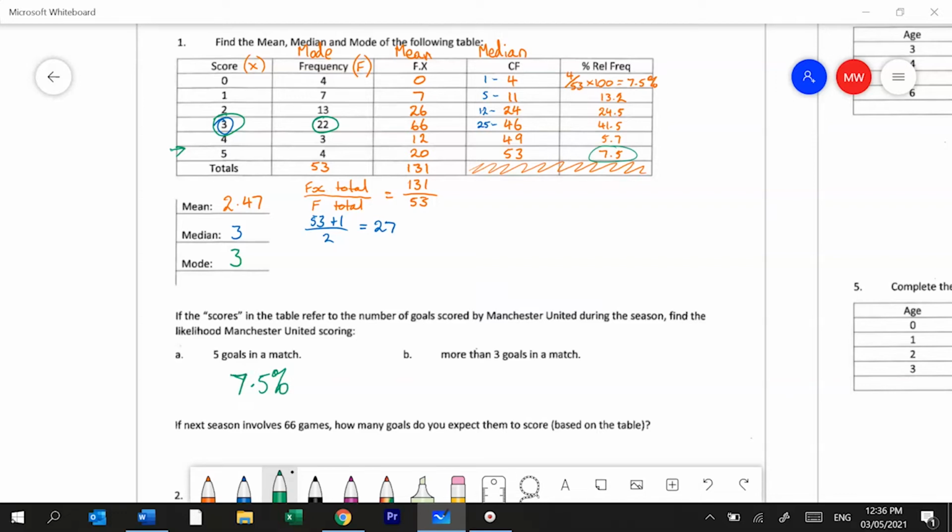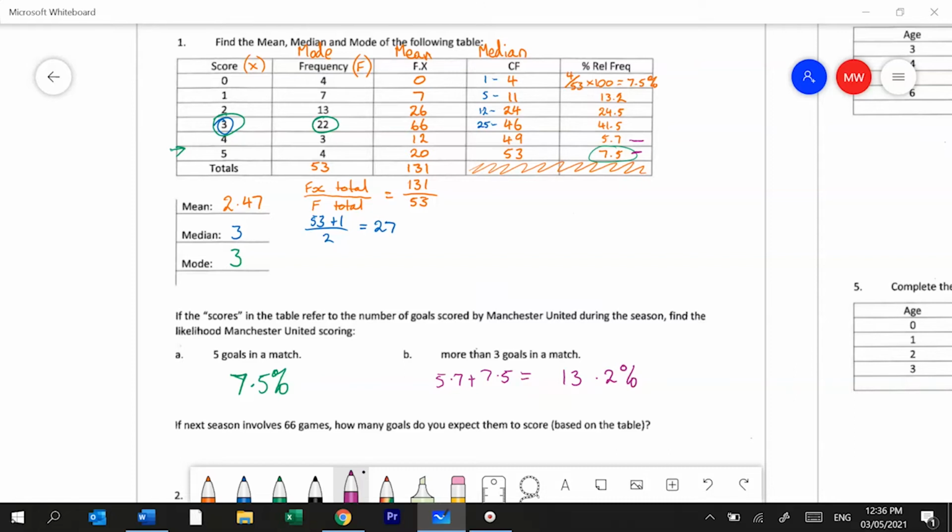It's asking you, what about scoring more than 3 goals? Well, that would be if they got 4 goals or 5 goals. So what we can do to work that out is put 5.7 plus 7.5 into your calculator, and you'll find that they have a 13.2% chance of that happening.